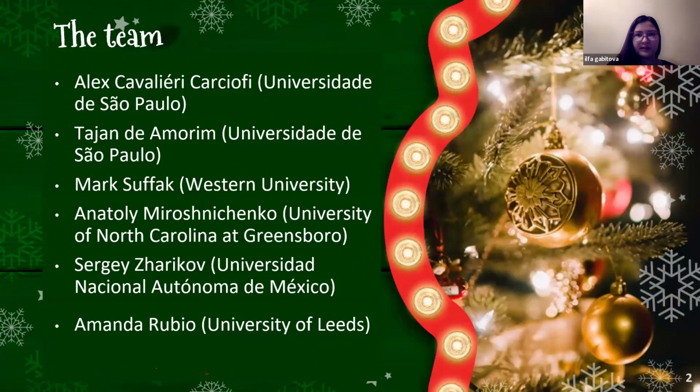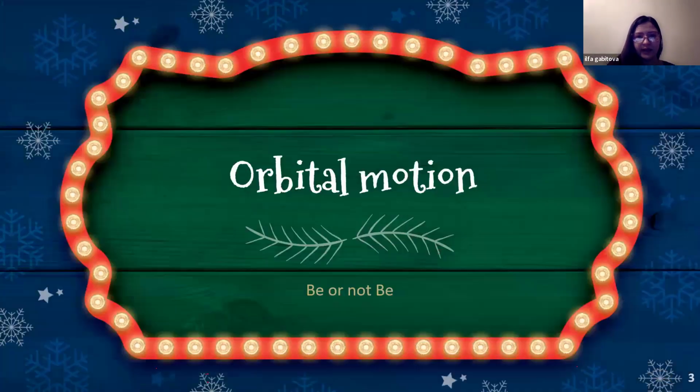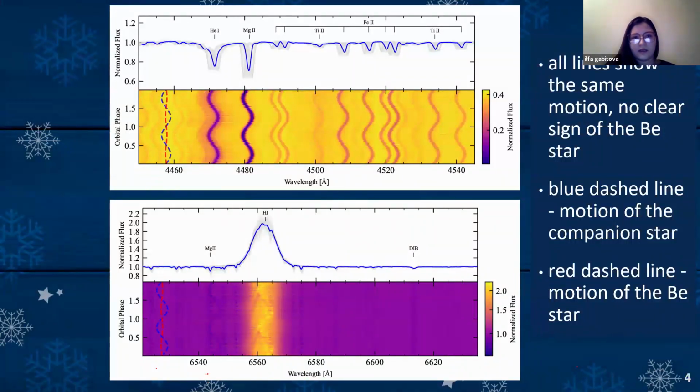Here is a list of my colleagues, all the great people who made this research happen. The first chapter is orbital motion. Here, the upper plot is absorption lines and the bottom plot is the H alpha region. We can see that all of the lines show the same motion, and even the emission in H alpha is visibly dominated by this motion. It has quite a large amplitude.